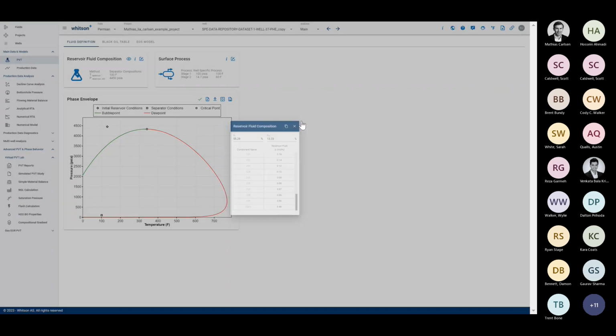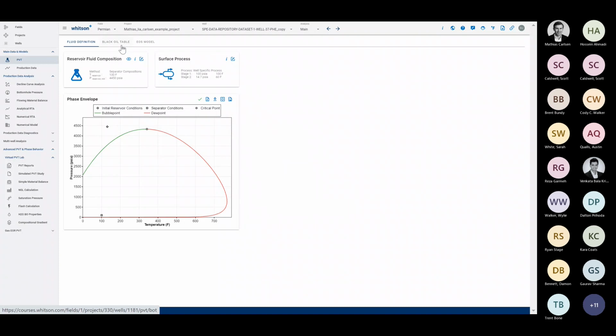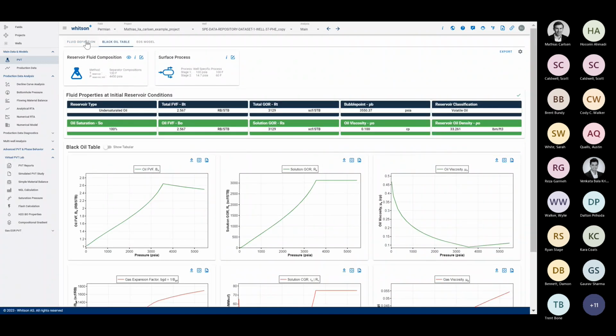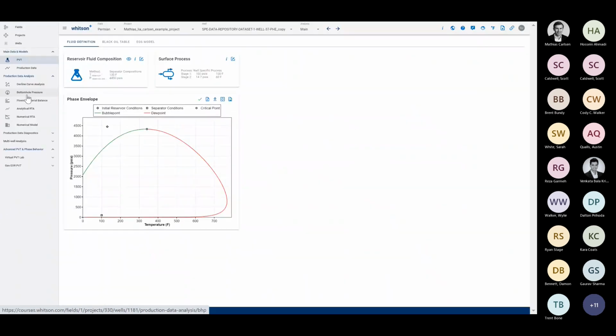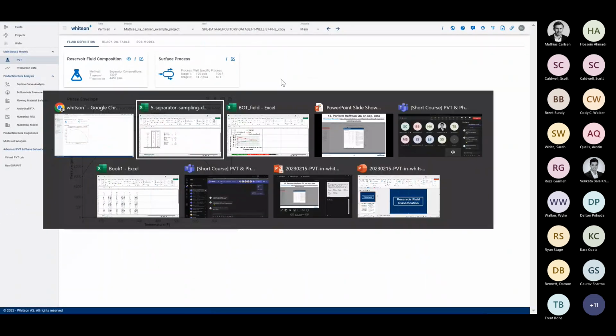You get a composition. Composition creates a phase envelope. That phase envelope creates the tables automatically, and you're off to the races doing everything else that you would like to do in the software, or if you'd like to export this into a third-party tool, that's also 100% fine.